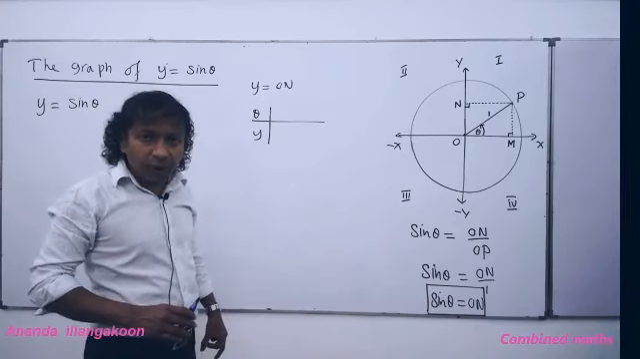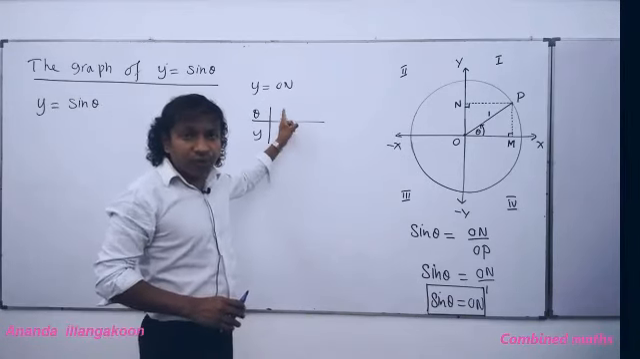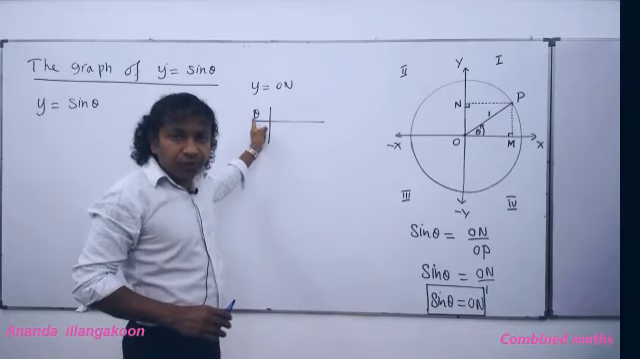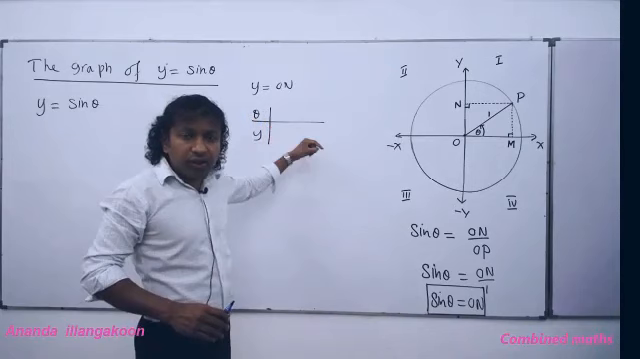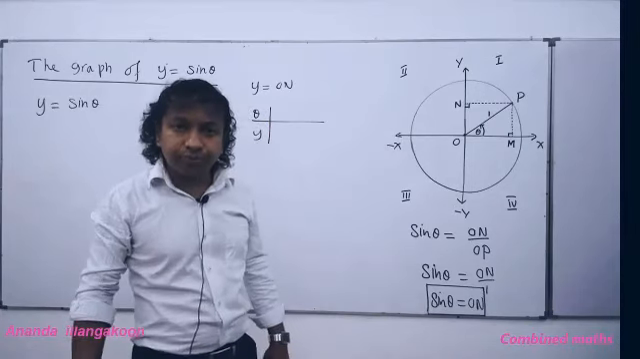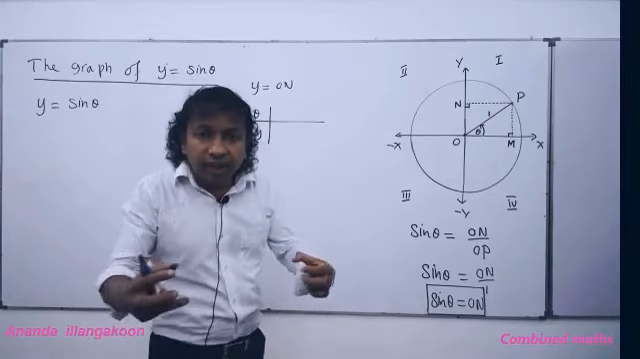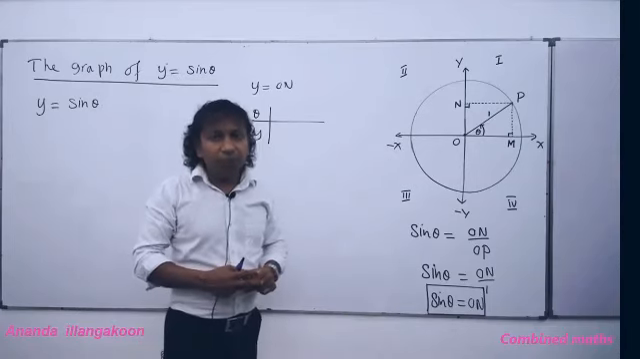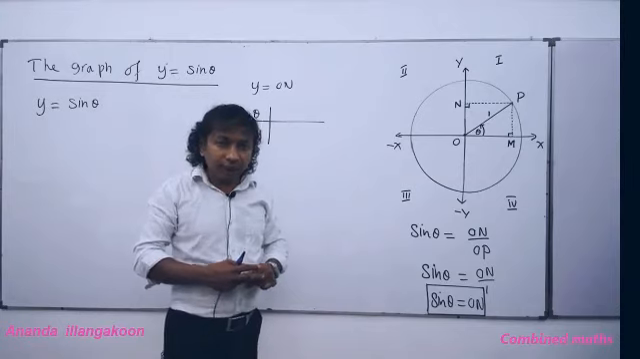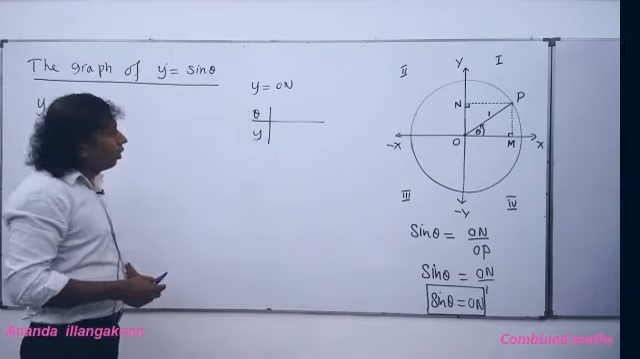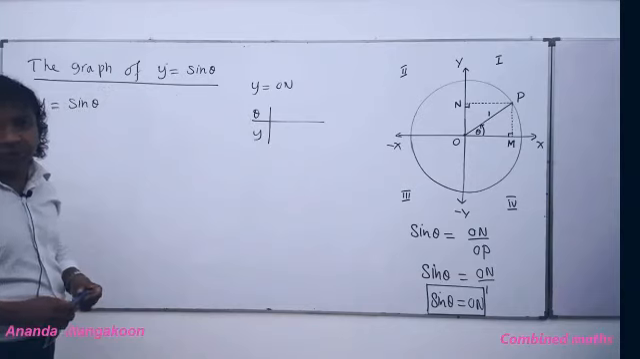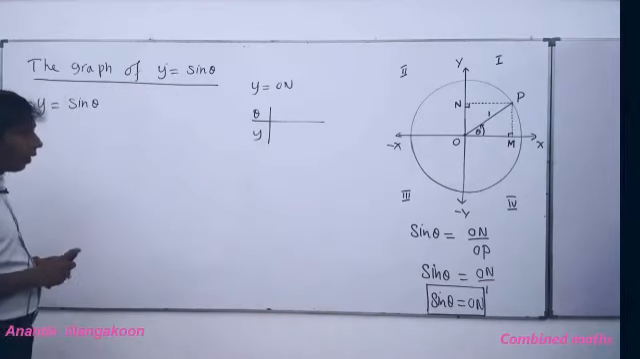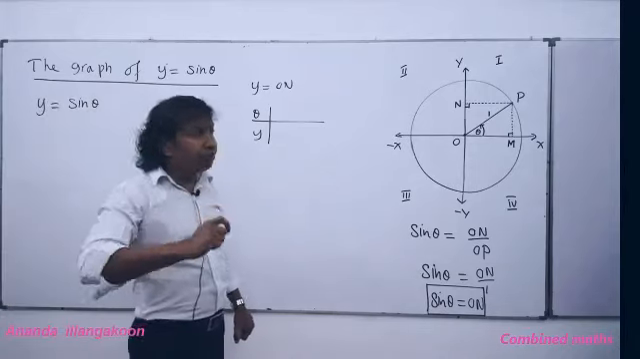Understood, people? To fill this table now for different values of theta, to find out this y value, what we need to do is, at that value of theta, the corresponding ON we have to measure. Then like that we can collect the information to plot some points. Understand? So now this is very much enough. Okay? Right. So now we can come to this one. First one, write down, people, the graph of y equals sine theta. Okay? Write down like this one sentence.